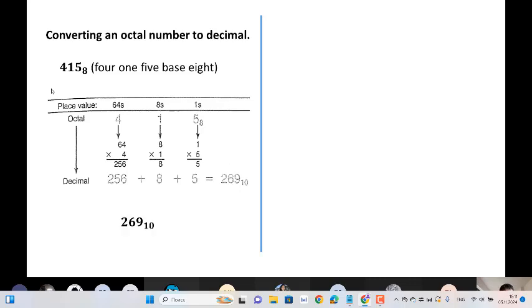So the method is the same, but the difference is the place value. Actually, you do not need to memorize place values. You just need to understand that if we work with binary, it will be 2 to the power of 0, next 2 to the power of 1, 2 to the power of 2, and so on. But in the case of hexadecimal, you need to use 16 to the power of 0, 16 to the power of 1. In the case of octal, you need to use 8.